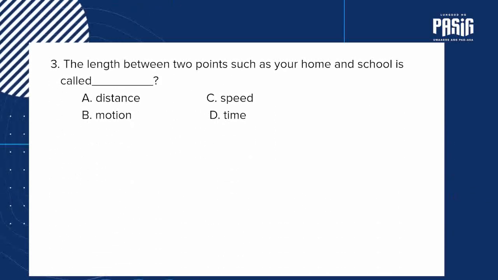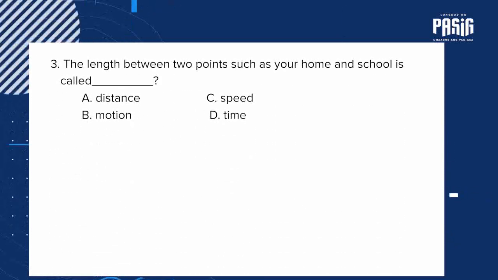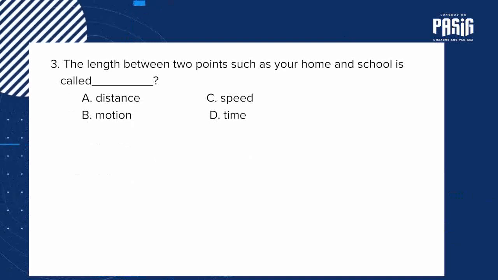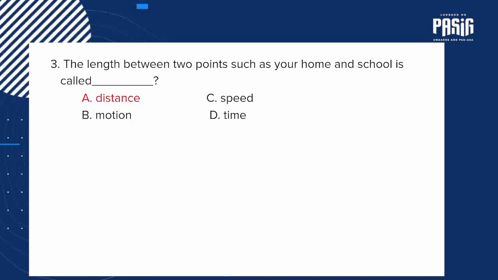Number 3. The length between 2 points, such as your home and school, is called blank. A, distance. B, motion. Letter C, speed. And letter D, time. Answer? A, distance. Very good. Let's go to number 4.